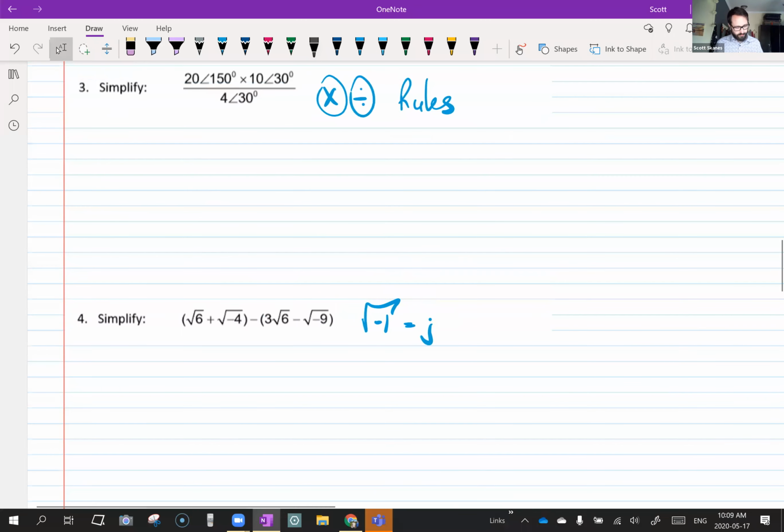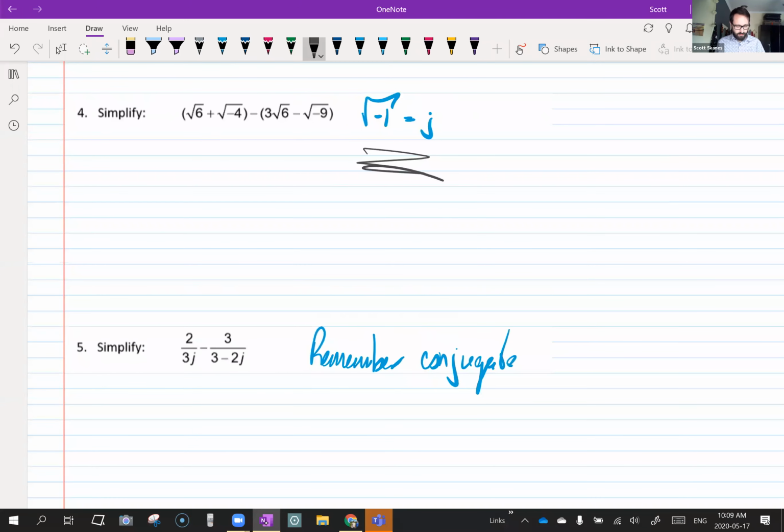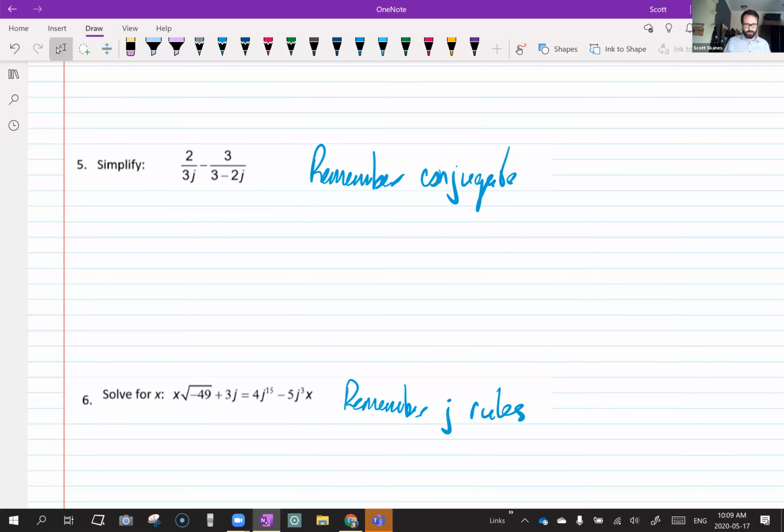Okay, for 3, you need to know your multiply and division rules. Simple. I'll do one in a second. For the next one, you need to know that the square root of -1 equals j. For 5, you need to remember the conjugate. You remember how to do the conjugate? I'll start it for you. I won't do the whole thing. You would have to do this.